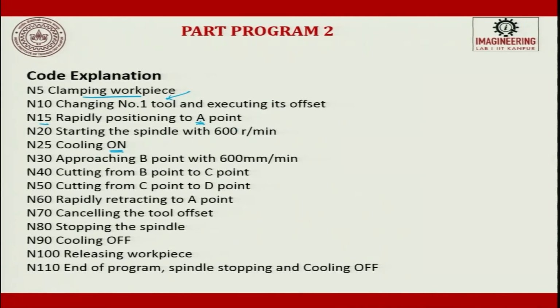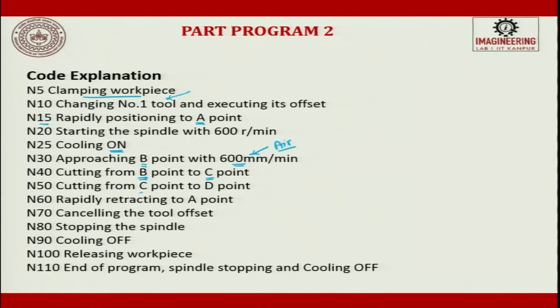Once these two are done, A position is reached, job started rotating, coolant on, then from A you will move to approaching point B with 600 millimeter per minute, because this happens in air, you are not touching the workpiece. So, this happens in air, so you move at rapid speed. Then cutting from B to C happens at a given speed and feed rate.